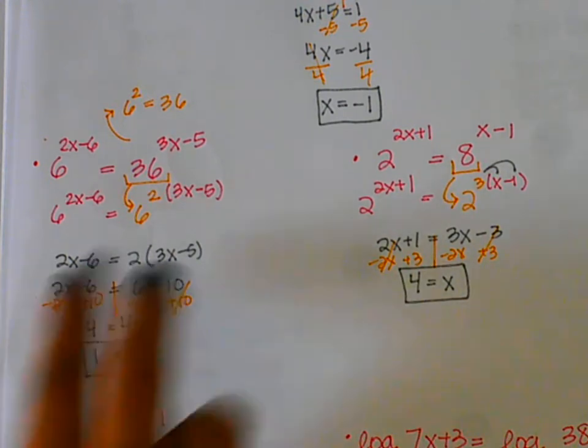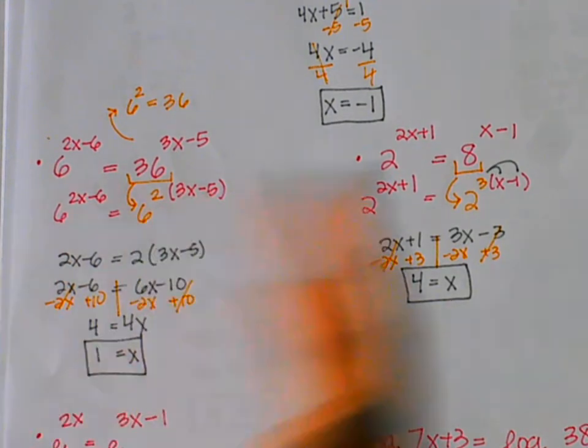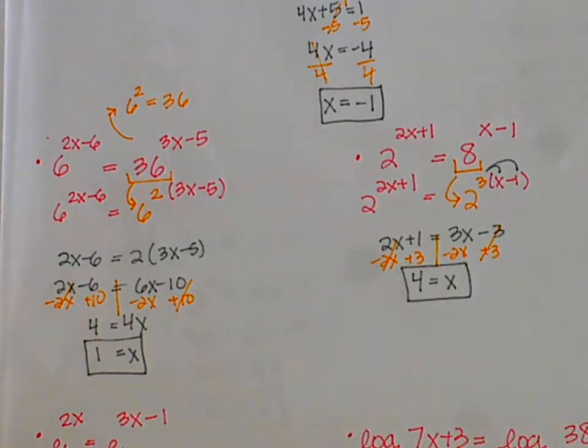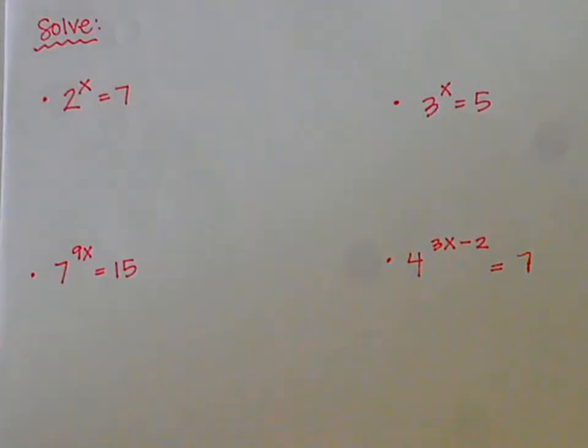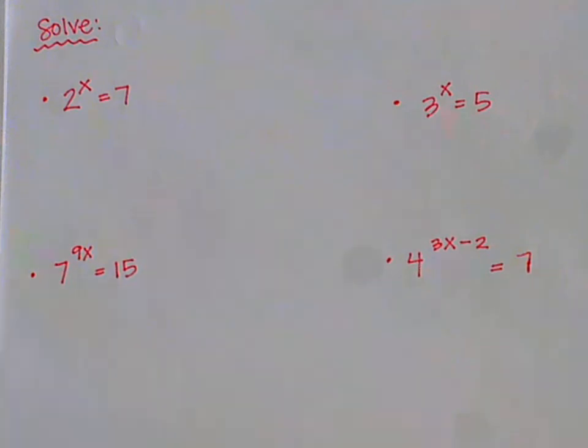So what if this 36 couldn't be turned into a base of 6, or the 2 couldn't go with the 8, so the 8 couldn't be turned into something with a base of 2? What do we do in those cases? And that's what we're doing here. So looking at this 2 to the power of x, we can't turn the 7 into anything with a base of 2. They're just not powers of one another. So what do we do in these cases?